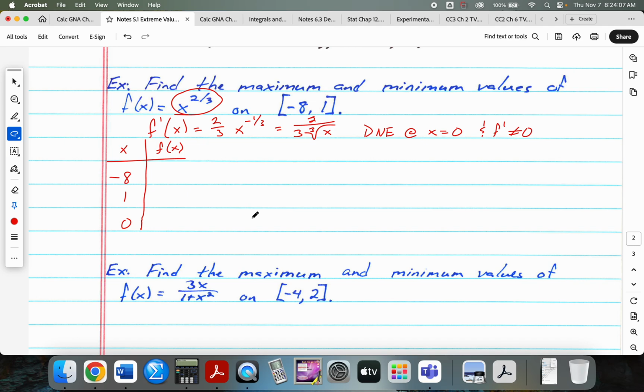And so anyway, all right, so if we take -8 to the 2/3 power, that means take the cube root, that's -2, squared is 4. 1 to the 2/3, that's 1. 0 to the 2/3 is 0. So that means that the maximum value is 4. And the minimum value is 0.